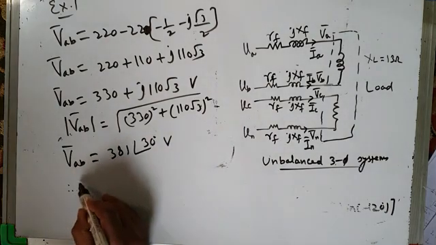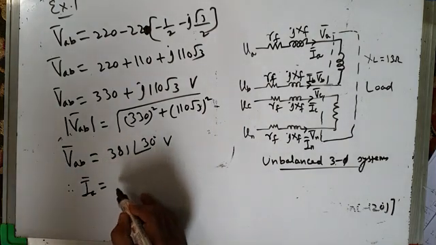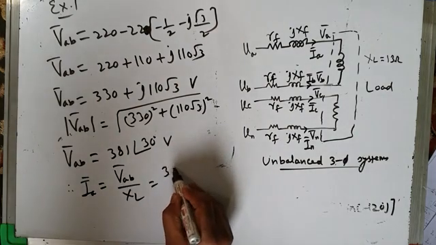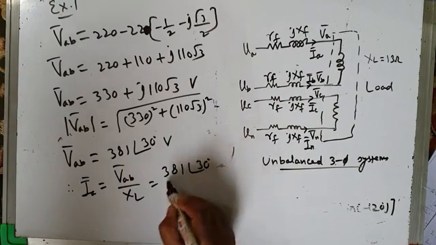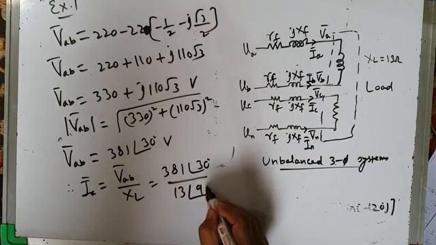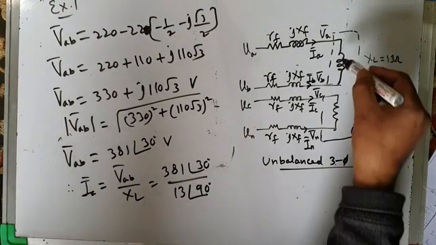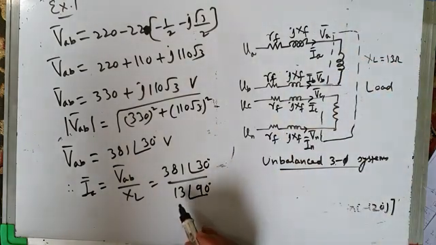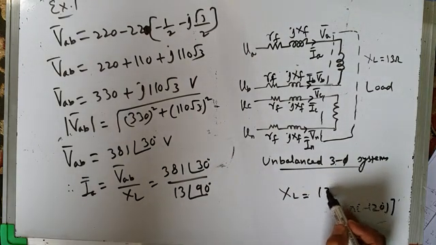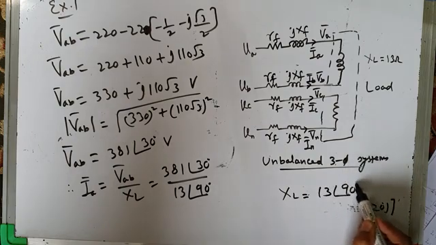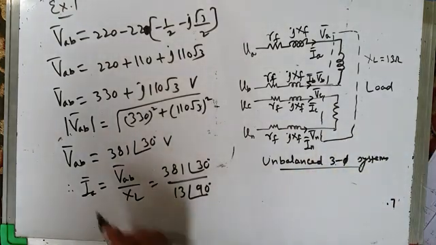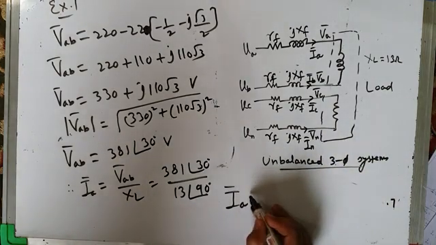So what is your line current IA? Line current IA is VAB by XL. VAB is 381 at an angle of 30 degrees, divided by XL, which is 13 ohms but at an angle of 90 degrees. Because what is your load? The load is purely inductive, and in case of an inductor, we already know that inductive reactance is written as, for example, 13 ohms at an angle of 90 degrees, because in an inductance current lags behind the voltage by 90 degrees. So when you solve this, it will give you the line current IA.